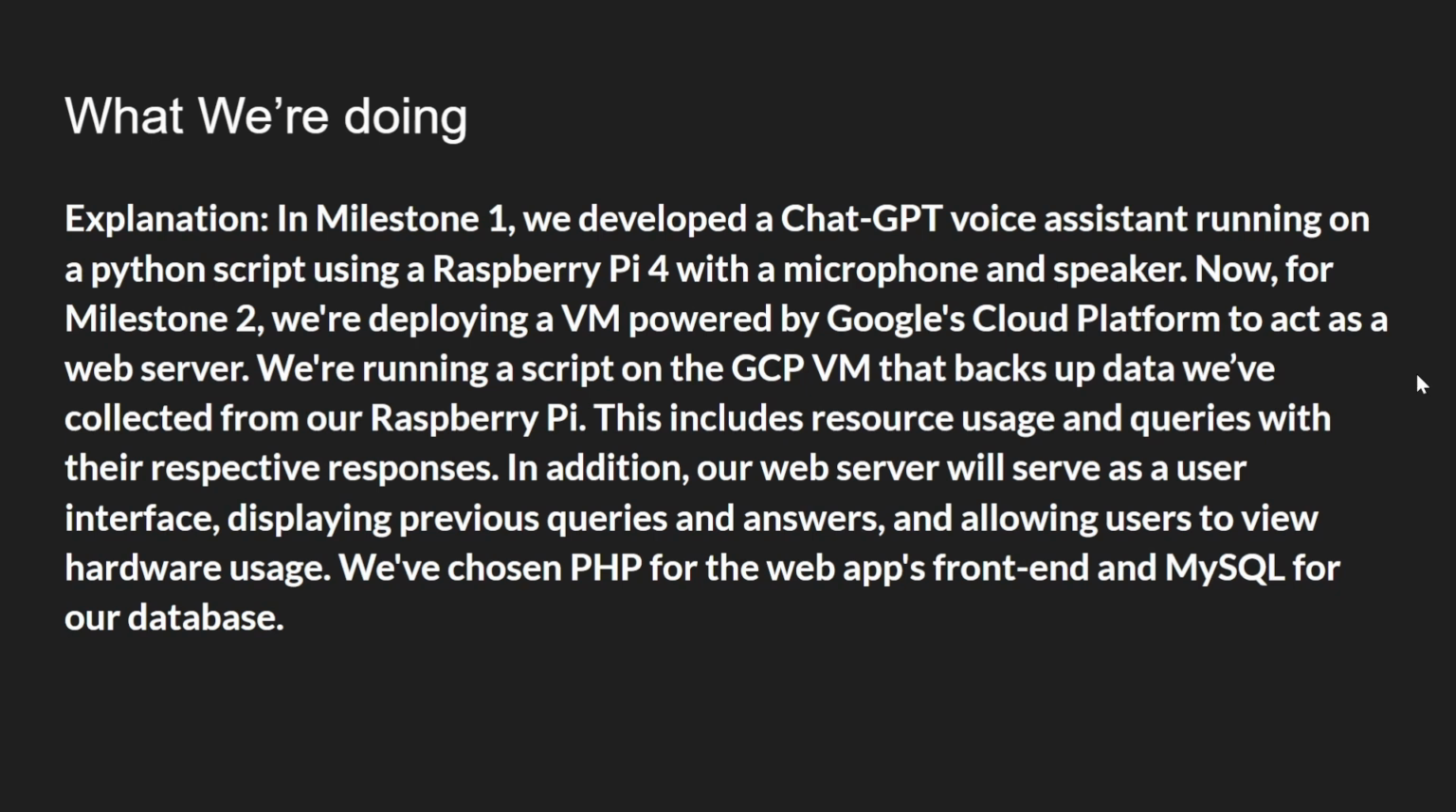So, what are we doing? In Milestone 1, we developed a ChatGPT voice assistant that ran on a Python script using a Raspberry Pi 4, a microphone, and a speaker. And for Milestone 2, we're deploying a VM on Google Cloud Platform to act as a web server. We're running a script on the GCP VM that backs up the data we collected from our Raspberry Pi. This includes the resource usage, the queries, and their respective responses.